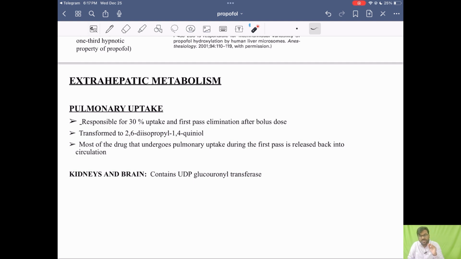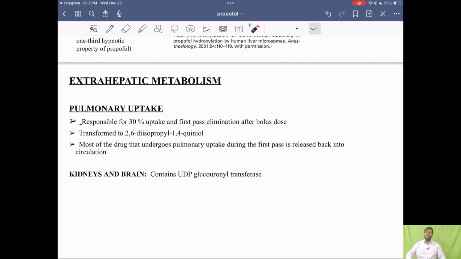What compound does it form in the pulmonary system? It is called 2,6-diisopropyl 1,4-quinol. One thing is that most of the drug that undergoes pulmonary uptake during the first pass is released back into the circulation. This is mentioned in Stoelting's Anesthesia. Next, the kidneys and brain also contain the same enzyme, UDP glucuronyl transferase.